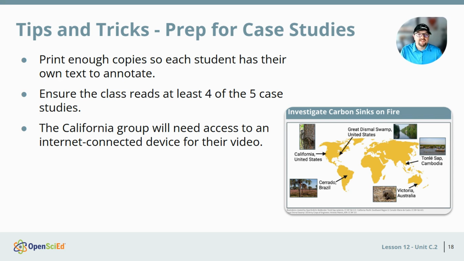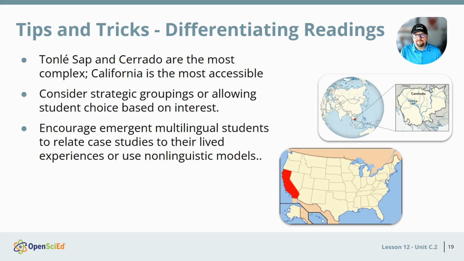Looking at the map of our case study locations, I have a few formatting tips for preparation. I found it works best to print out individual copies of the case study so every student can directly mark up and annotate their own text. One thing I like to do in distributing them is to ensure that our whole class covers at least 4 of the 5 available case studies to make our upcoming consensus discussions rich. Also, keep in mind that whichever group gets assigned the California case study will absolutely need an internet connected device to watch the embedded campfire video.